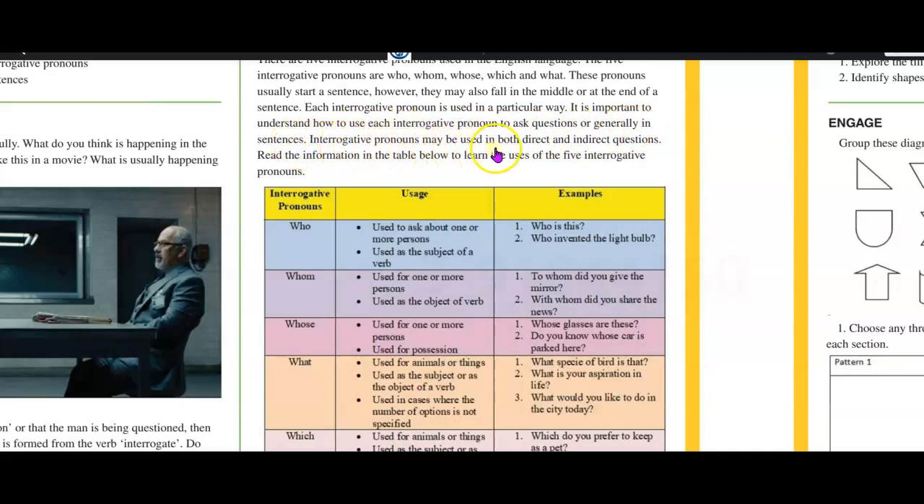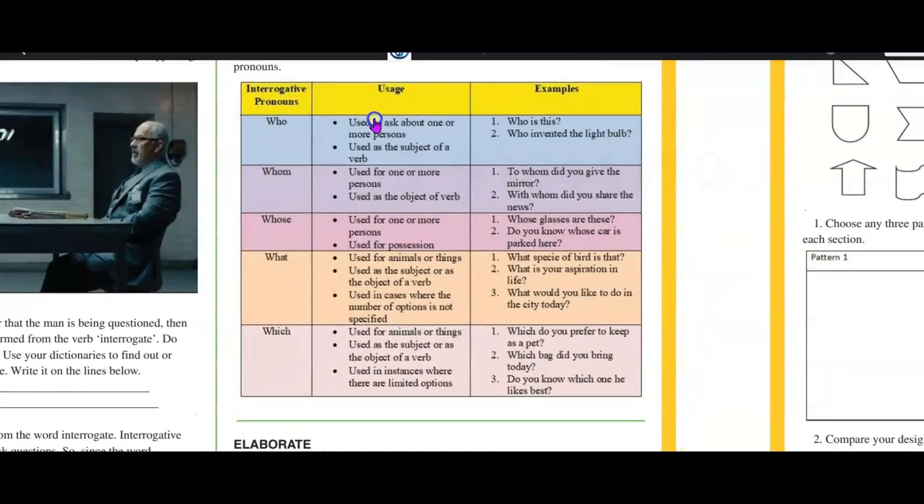Interrogative pronouns may be used in both direct and indirect questions. Read the information in the table below to learn the use of the 5 interrogative pronouns. Interrogative pronouns: who, whom, whose, what, which. Let's look at the usage and examples. Who, used to ask about one or more persons, used as the subject of a verb. Example: Who is this? Who invented the light bulb?